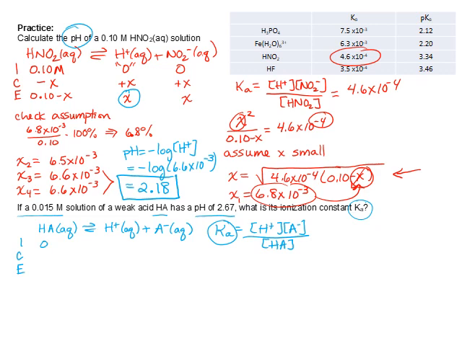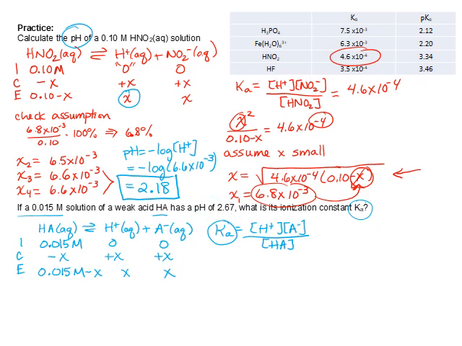We're starting with 0.015 molar of our acid, and again we'll assume 0 of H+ and A- to start with. The change row will be minus x for the reactant and plus x for each of the products, giving us 0.015 molar for the HA, minus x, and x for each of the products.